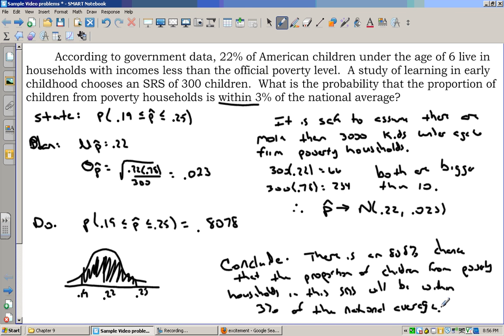Alright, I apologize for my handwriting. It's kind of hard to write on one of these tablets. But hopefully that clarifies some things on your thinking about how to solve these proportion problems. And if you tune in next time, we will talk about how to solve problems involving the mean.